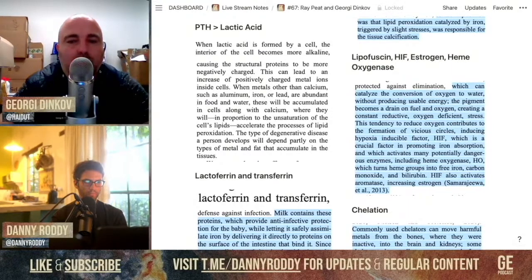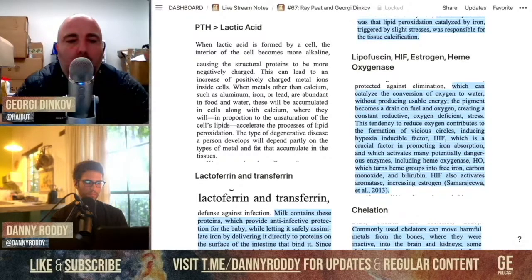Ionized calcium with two positive charges, iron, aluminum, lead, any other metal that is present will be stuck inside your soft tissue cells along with the calcium, especially if the calcium is deficient in your diet. You will be taking up more iron, aluminum, lead, whatever is present in your intestine.